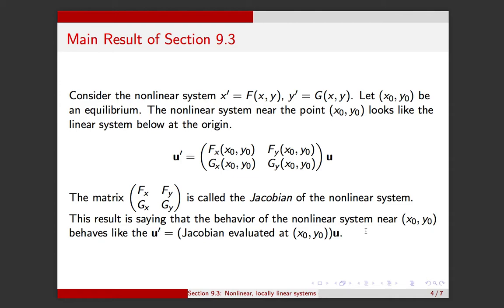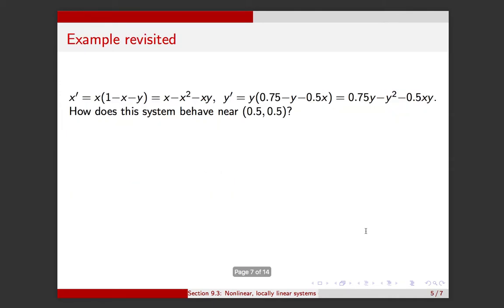So let me show you how this plays out and then show you a visual so you can really see what's happening. So here's the example I started with. X prime equals x times (1 minus x minus y). I've expanded that so that it's easier to take partials. And y prime is this stuff here. Again, expanded, easier to take partials. How does that system behave near this equilibrium? There were 4 equilibria. Let me just pick one, 0.5, 0.5.